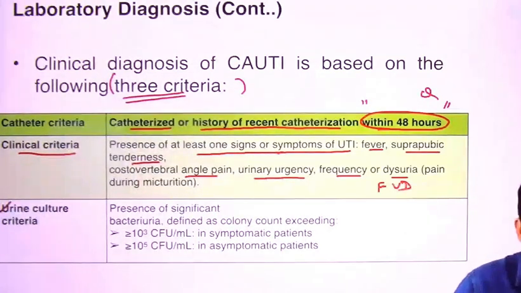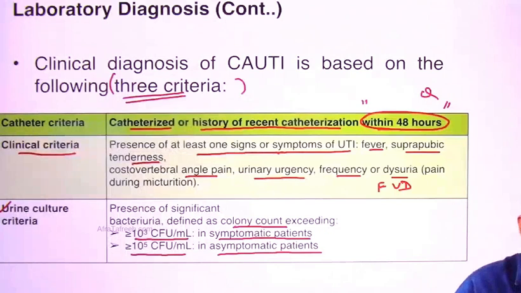And if we go for the urine culture, there is a presence of significant bacteria defined as colony count more than or equal to 10^3 CFU per ml in the symptomatic patients, and more than or equal to 10^5 CFU per ml in asymptomatic patients. This particular thing is diagnosed as what? CAUTI. That is the catheter associated UTI. Okay, so you need to focus upon this.